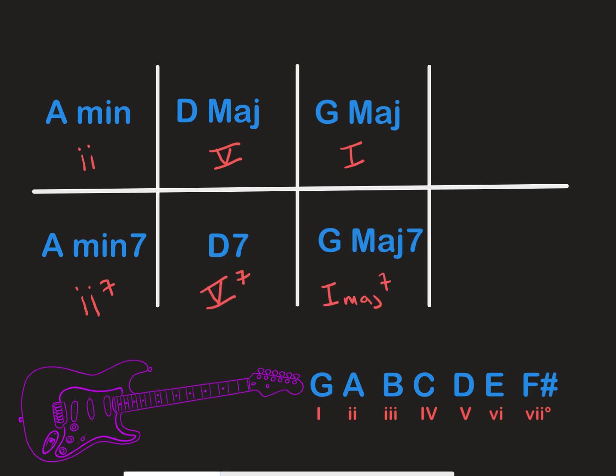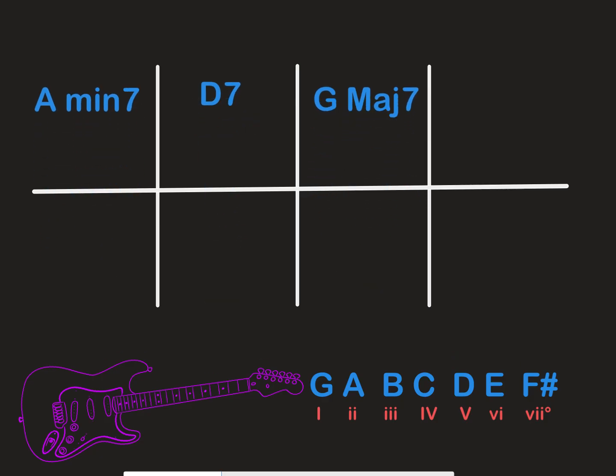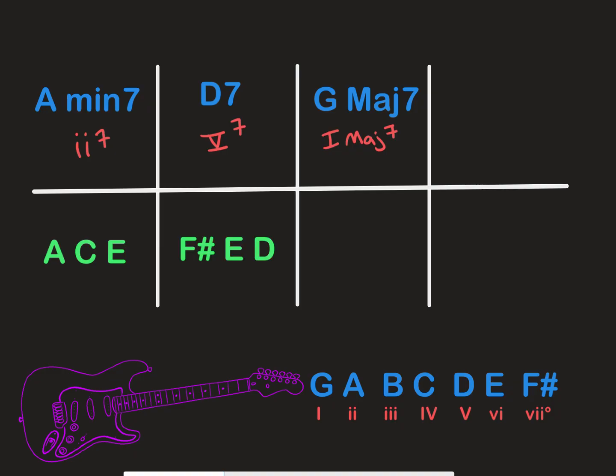Now I'll add a simple lead line over top of those chords. Over A minor 7, A, C, E. Over D7, F sharp, E, D. Over G major 7, B, G. So you can hear how the melody follows the harmony and resolves to the tonic.